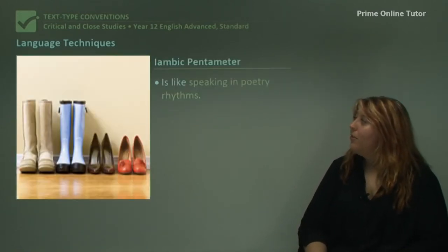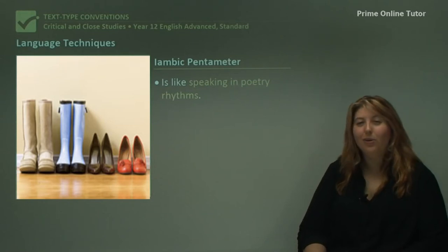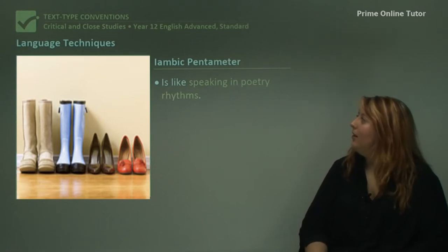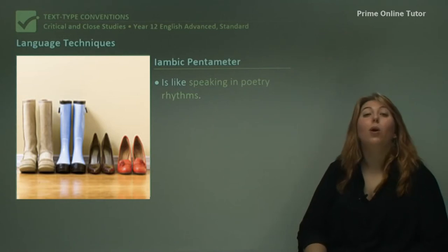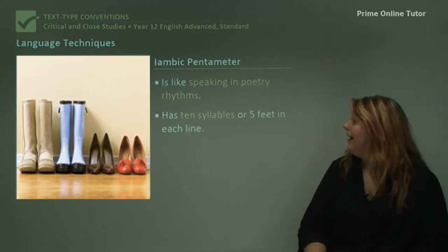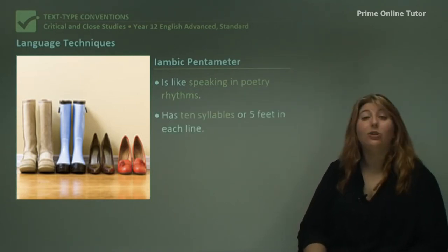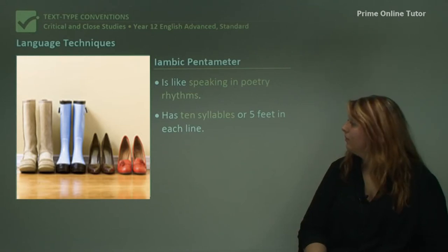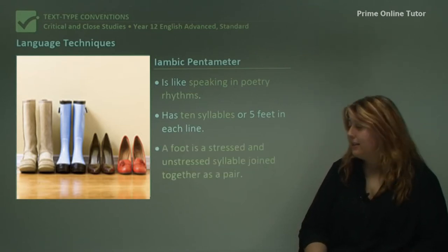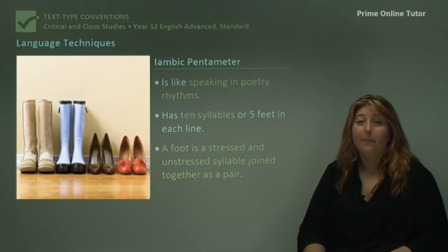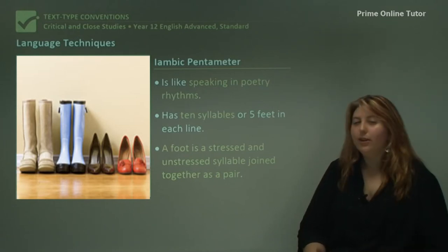So, Iambic Pentameter is probably a phrase you've heard, but you might not know what it is or how to talk about it. Iambic Pentameter is like speaking in poetry rhythms. It has 10 syllables, or 5 feet in each line. A foot is a stressed and unstressed syllable that are joined together as a pair. So it's kind of strange terminology with the foot, but just go with it, it'll start to make sense to you.